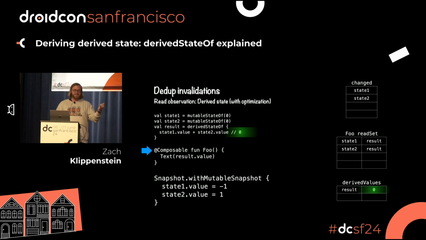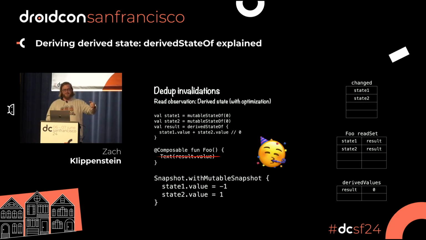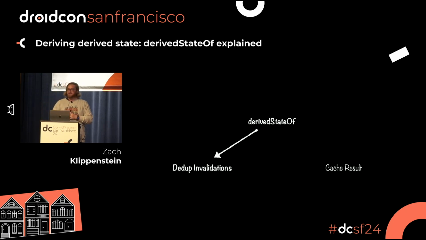In this case, it's going to be the same value. So we know that the derived state didn't actually change its result. So we don't need to recompose. So we're just going to skip foo. So we've skipped the complicated, the expensive thing of recomposing foo, and this is what we're actually trying to get to. So that's deduping invalidations.